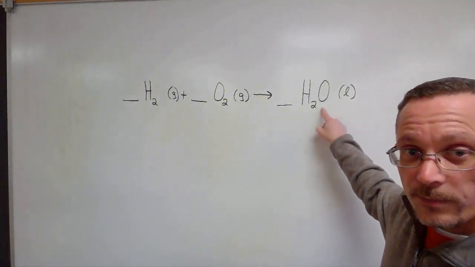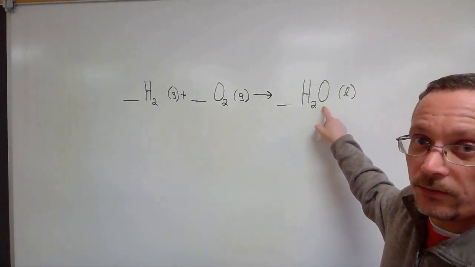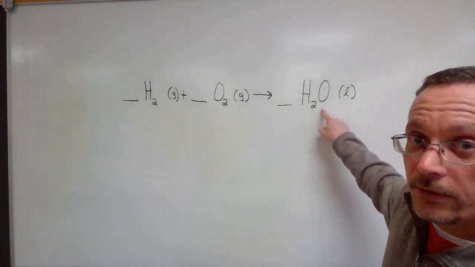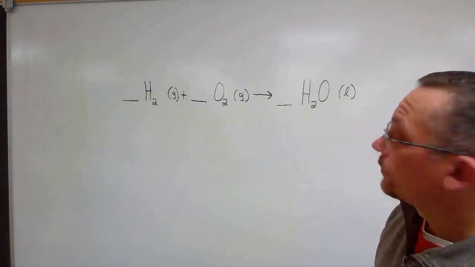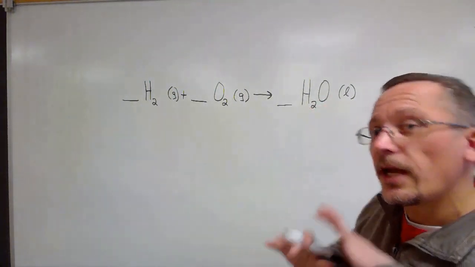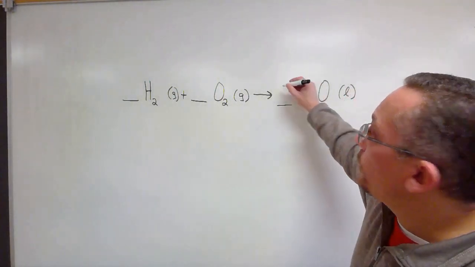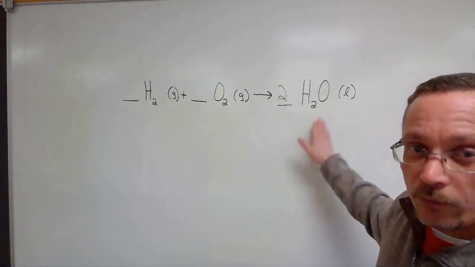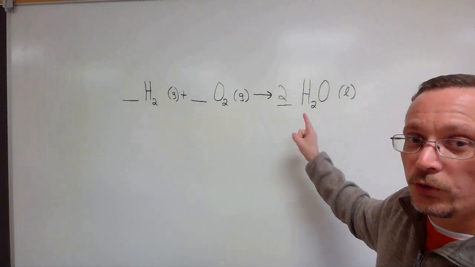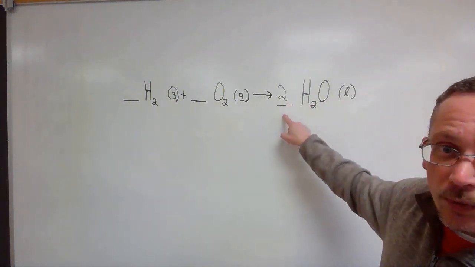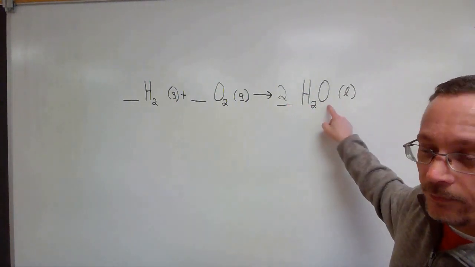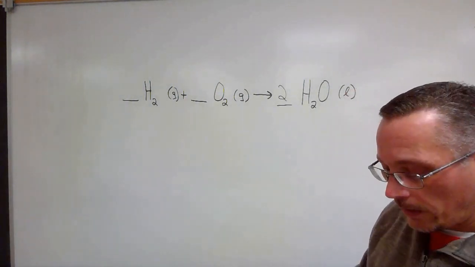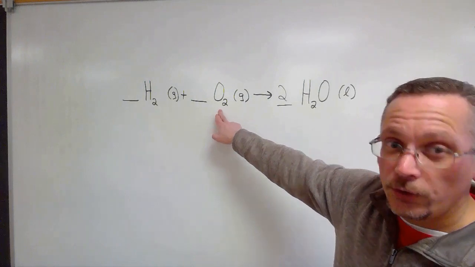Now, if I had twice as many of these, it would work out, right? So you cannot mess with the subscripts. Do not mess with the subscripts. You can mess with the coefficients, and that is all. I'm going to put a 2 in front of that. Now that doubles the number of water molecules. That makes it 2 water molecules. So in 2 water molecules, each one has an oxygen atom. That means I have now 2 oxygen atoms. And then on this side, I had 2 oxygen atoms.